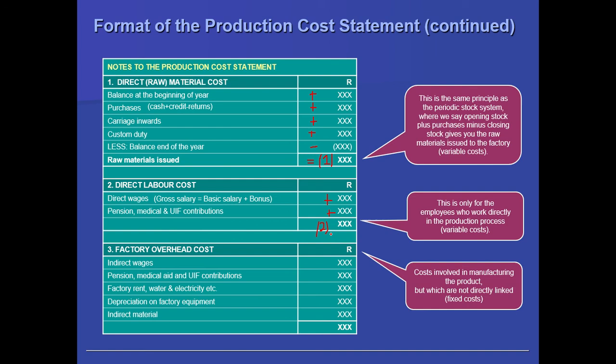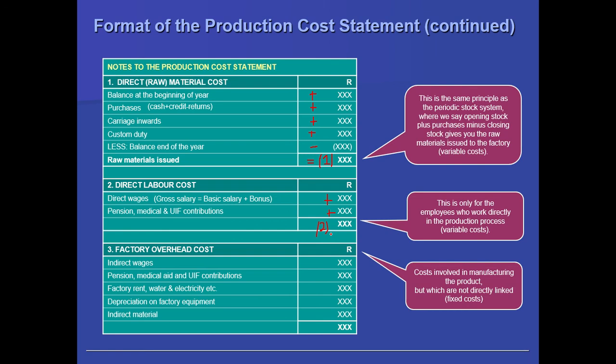And then you're going to have rent for factory, water and electricity for factory, depreciation on factory equipment, and then you're going to have indirect material. You understand everything that goes into factory overheads must be factory, factory, factory. You can't have rent for office. That goes to the administration. That is part of administration cost. Everything here is factory, right?